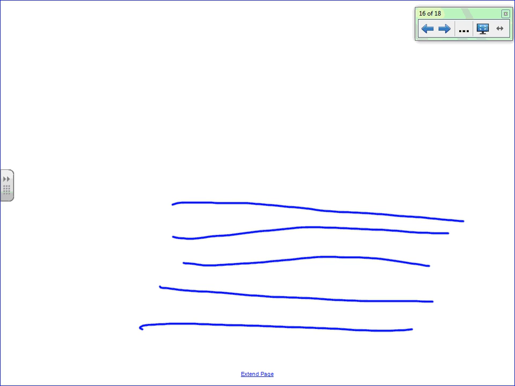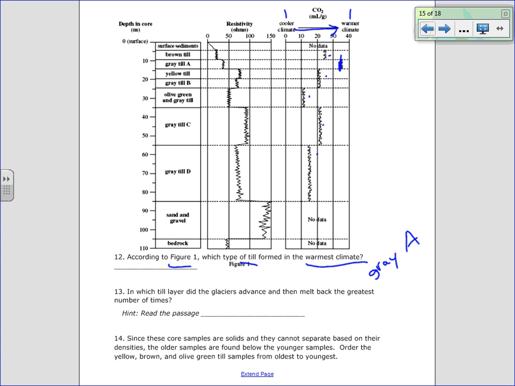So which layer is the thickest? Gray till D. Gray till D is the thickest layer. It has the greatest depth range, which means that the glacier came and went back the most number of times. What do you think? Exactly. The least thick then would be the least number of times. Perfect.